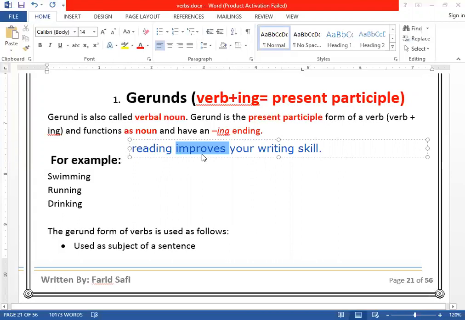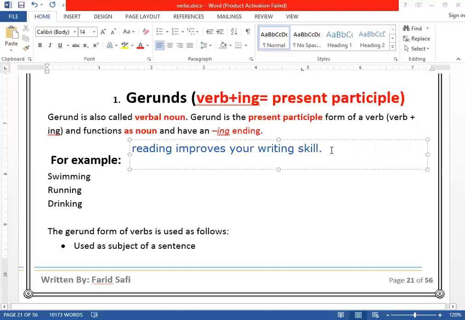Subject is always a noun or pronoun, so we call it subject. But in a paragraph or an essay, try to start with gerund. Try that when you write a paragraph, you start with gerund. Like reading improves your writing skill. Here reading is used as a noun. Excellent, as a noun.